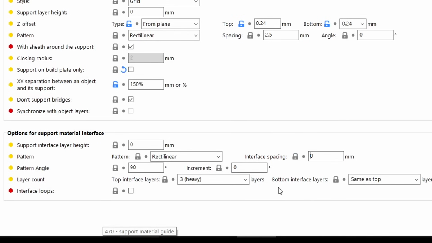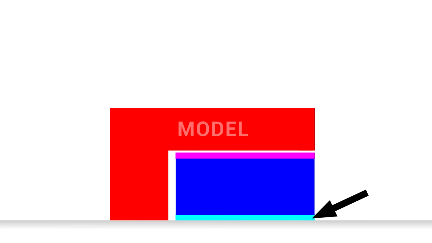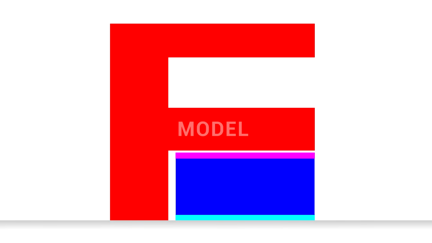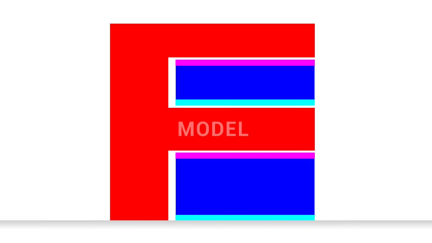It's important to note that when we see bottom interface layers, this doesn't affect the support raft touching the bed, but rather geometry, where a model will require support that's built off the model instead of the bed, so the lower interface is the section just above this.